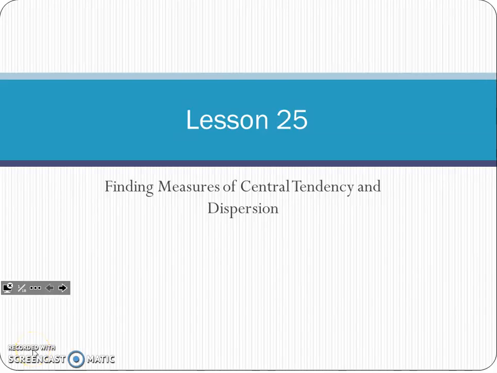Okay, for lesson 25, we have measures of central tendency. Central tendency is mean, median, and mode. And dispersion. Dispersion is going to be looking at our range and our standard deviation. So, let's go ahead and get started.